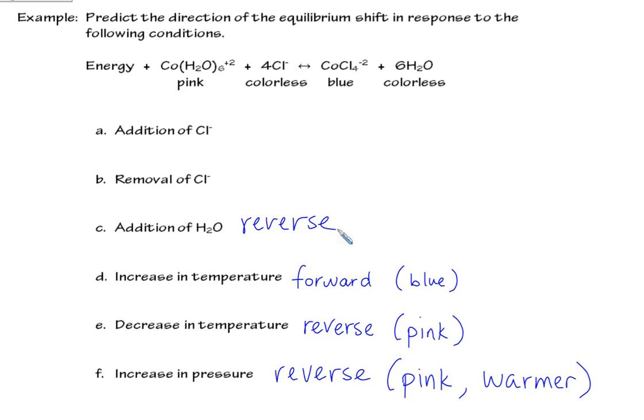How about we hit A? If you add chlorine ion. All right, so here's the chlorine ion. It's on the reactant side. If I add more chlorine, we're going to shift more forward. As I shift more forward, again, it should look blue. It might feel cool. It would be more blue. It might feel cooler, as I shift away from energy.